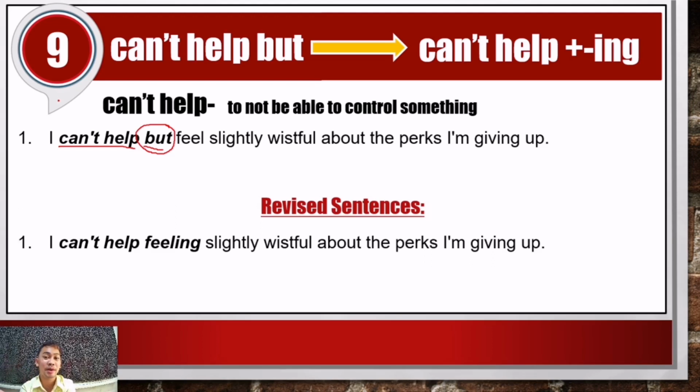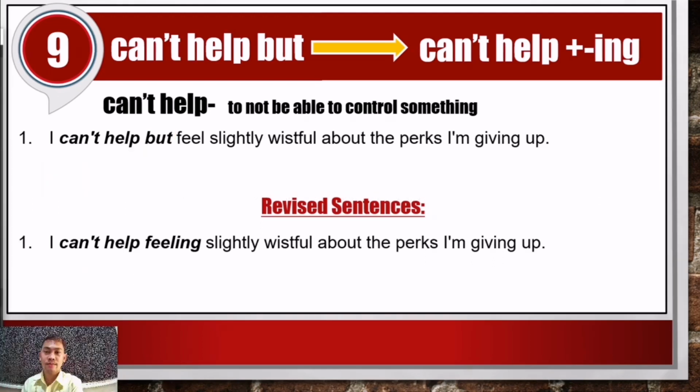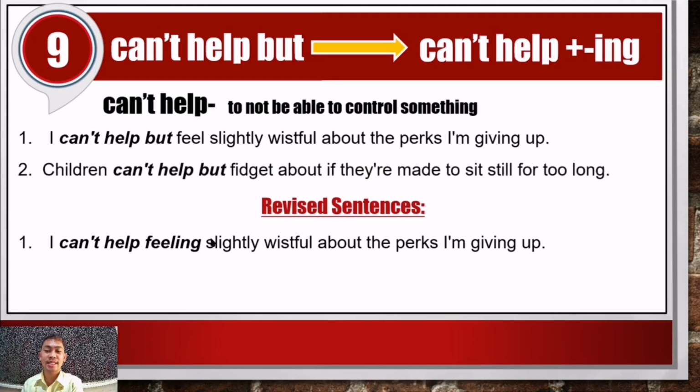So you have to remember: used to plus the ing form of the verb. That's also the same with the phrasal verb can't help. All right? Let us have another example. Children can't help fidget about if they're made to sit still for too long.